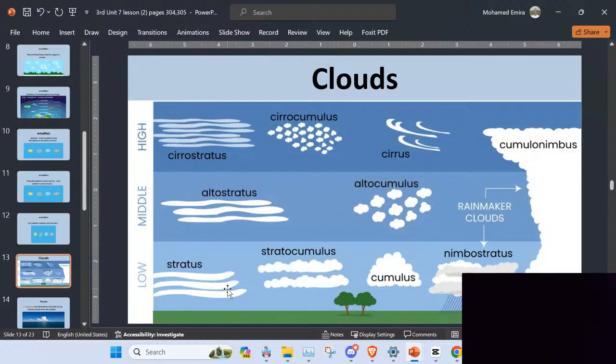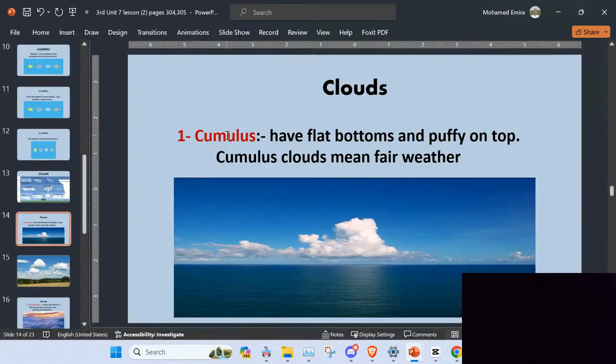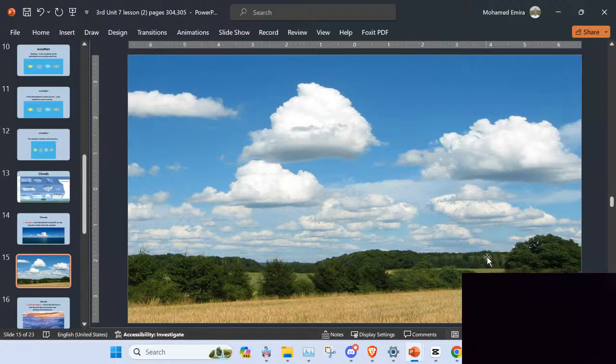As you can see in this picture, they are not at the same height. Some of these clouds are low, some are in the middle, and some are really high. Let's start with the first one, the cumulus. This is the most common one. Cumulus is so special. When you see it, you can find that from the bottom it's flat and a little bit puffy on top. This is a cumulus cloud. There is another picture of the cumulus cloud.